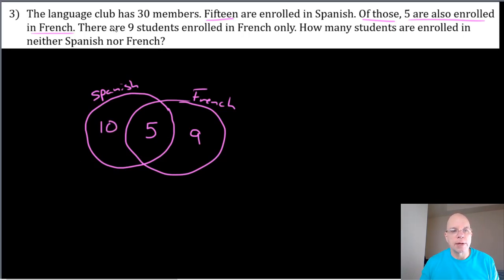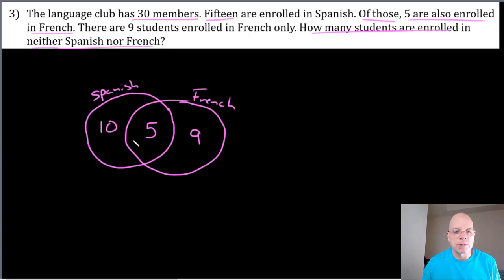And this is the point where we can go back to this 30 members idea. Because ultimately we're trying to answer this question: how many students are enrolled in neither Spanish nor French? How many are not accounted for of those 30? I guess the tricky part here is understanding that this 5 should not be counted twice. This just represents 5 people. The 5 people just happen to be taking both languages.